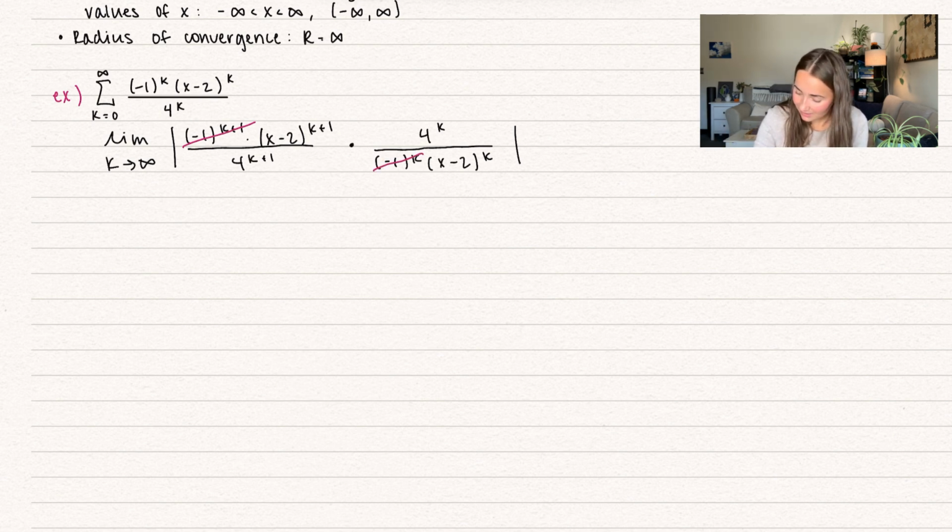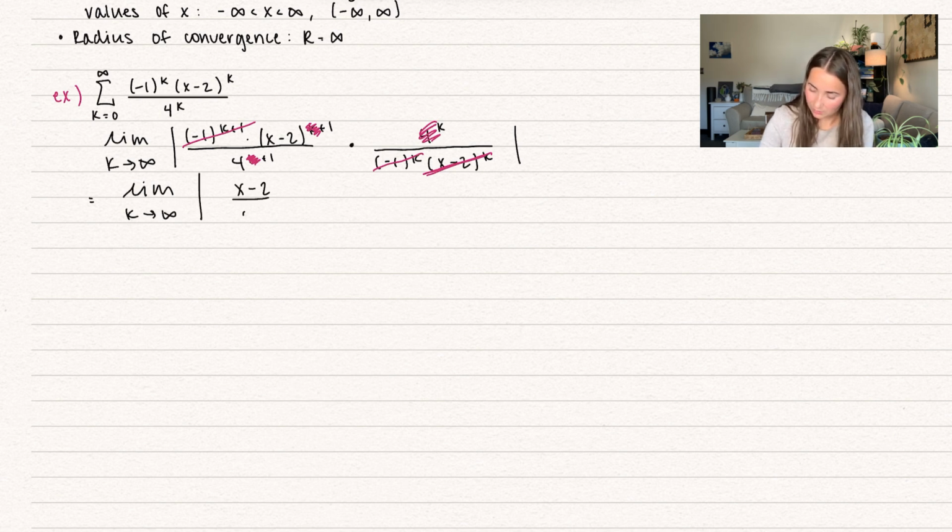Now we have (x - 2)^k is going to cancel out, and we're just left with x - 2 in the numerator. And then 4^k is also going to cancel out, so we're just left with 4 in the denominator. So let's go ahead and write that. We get the limit as k approaches infinity of the absolute value of x - 2 in the numerator, and we just have a value of 4 in the denominator.